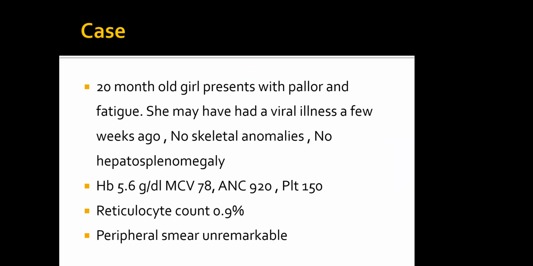Then there's a 20-month-old girl who presents with pallor. So a young child, less than 2 years of age, with pallor and fatigue. History of a viral illness preceding the anemia. No skeletal abnormalities, no hepatosplenomegaly, but the hemoglobin is 5.6.